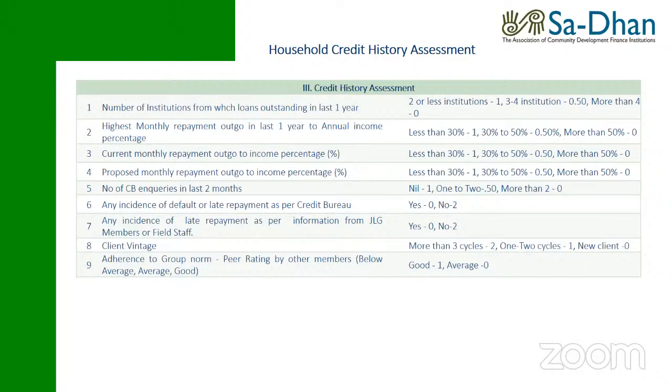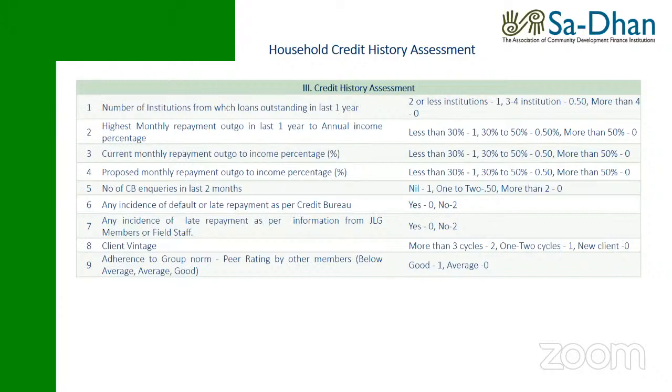Next is any instance of default or late repayment as per the credit bureau report. That again is given higher weightage. Any incidence of late repayment as per information from JLG or the field staff. So if you see, in the entire model, we are also capturing information from the field staff and the members, and that is recorded in the entire process, and that can be a reference in future. So that is something we are trying to see.